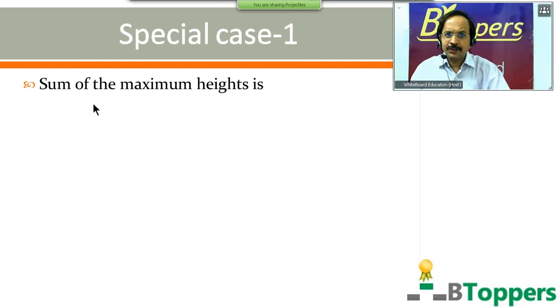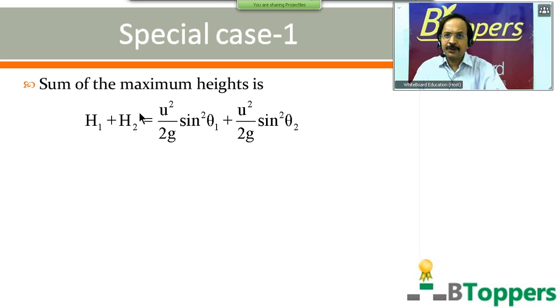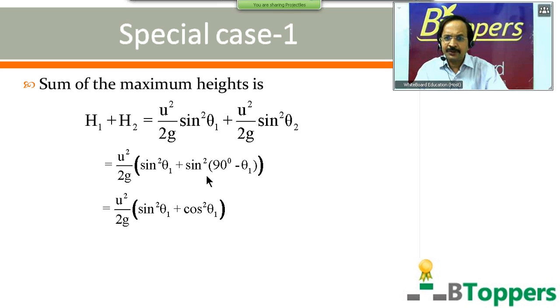In the same special case, that is when the two bodies are projected with the same initial speed at complementary angles of projection, the sum of maximum heights is given by h1 plus h2 equal to u square sin square theta 1 by 2g plus u square sin square theta 2 by 2g. You can take u square by 2g common there, and you can substitute theta 2 equal to 90 minus theta 1, as the two bodies are projected at complementary angles of projection. You can substitute sin of 90 minus theta 1 equal to cos theta 1 in the next step.